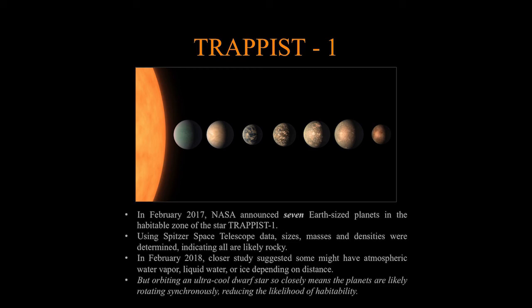Much of the work here was done with, as you know, one of my favorites, the venerable Spitzer Space Telescope. Still hard at work, doing great data. Helped us determine the sizes, masses, and densities. And sure enough, they all came out to be small and high-density, rocky planets. So this sounded very promising. And again, this is an artist's impression.